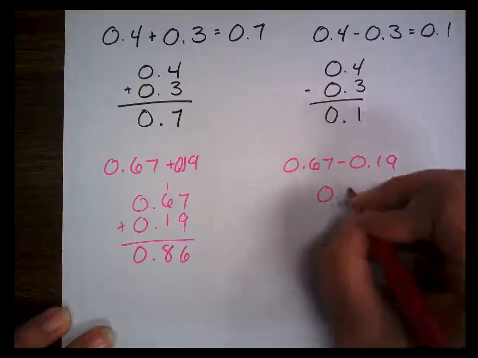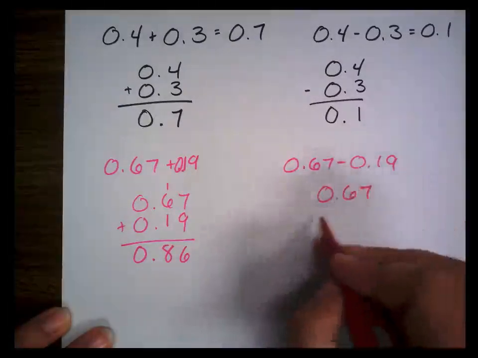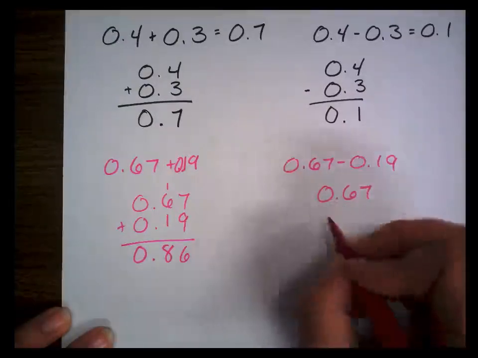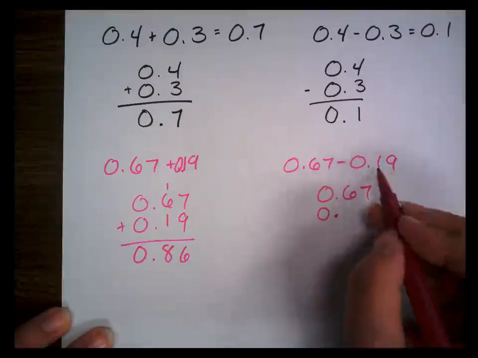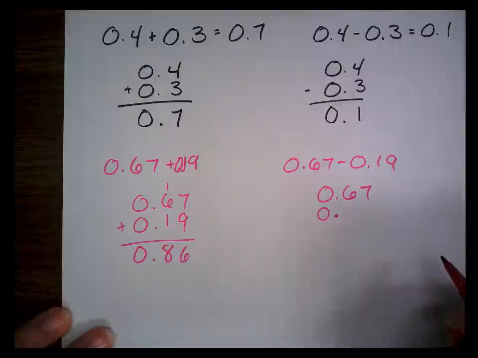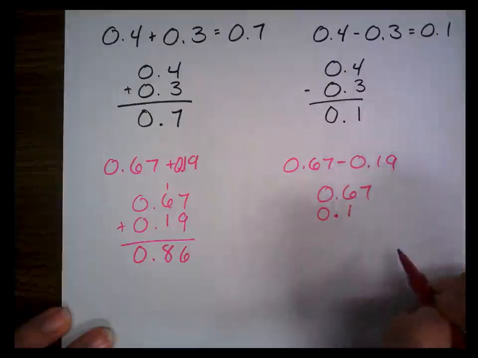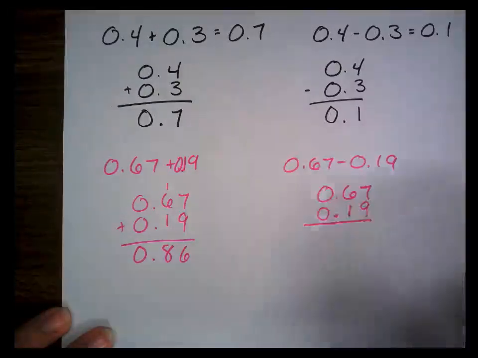Same thing if I do 0.67 minus 0.19. Again, I'm going to rewrite them. Where am I going to put these numbers? Under which digits? Where am I going to put the 0 right here? Yep, I'm going to put it underneath this 0, because there's the decimal point. Where am I going to put that digit of 1? Yep, underneath here, because they're both tenths. And what about that 9? Underneath the 7, because they're both hundredths.